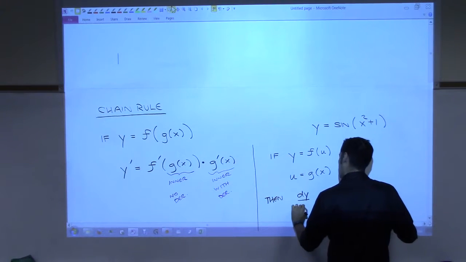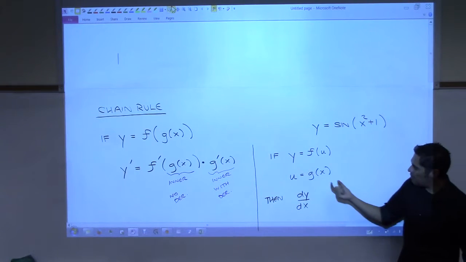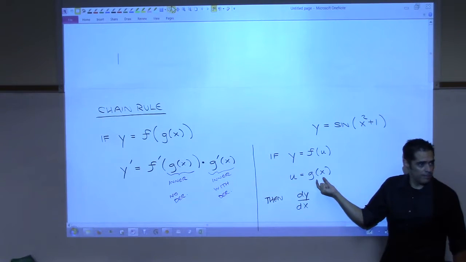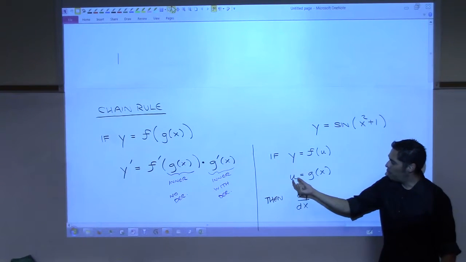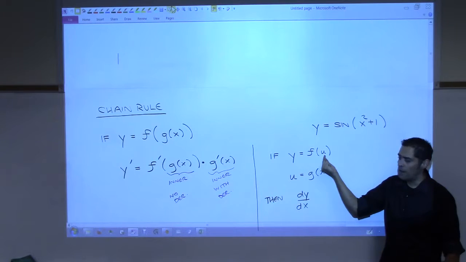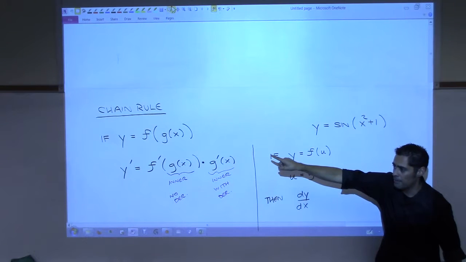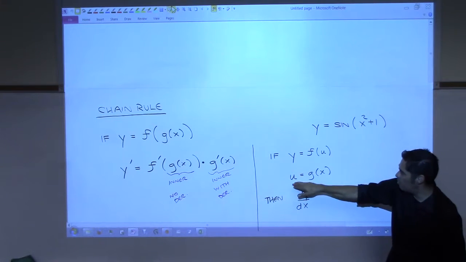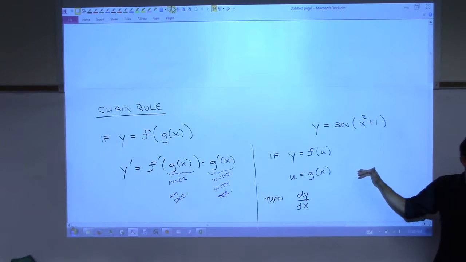dy dx. So let me go back to this. Let's say we have a function, right? g of x, and we're going to call it u. If we take this u and plug it in right here, isn't this the same as f of g of x? Isn't this still saying the same thing as that? Yes? Because g of x is u, and if I replace that u with g of x, I'm back to that. So this is the way Leibniz looked at it.